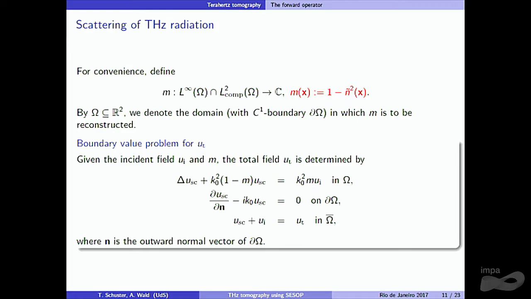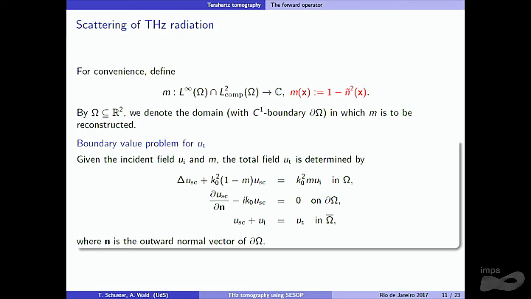We have here the Helmholtz equation for the scattered field. And our source field, u^i, is a Gaussian beam. So it's a Gaussian beam. And this is a boundary value problem for the scattered field.